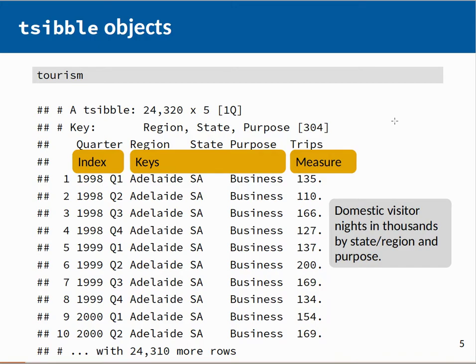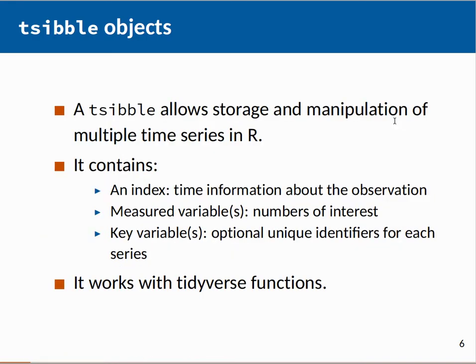So what this is measuring is the domestic visitor nights in thousands by state, region, and purpose in Australia. So interesting.